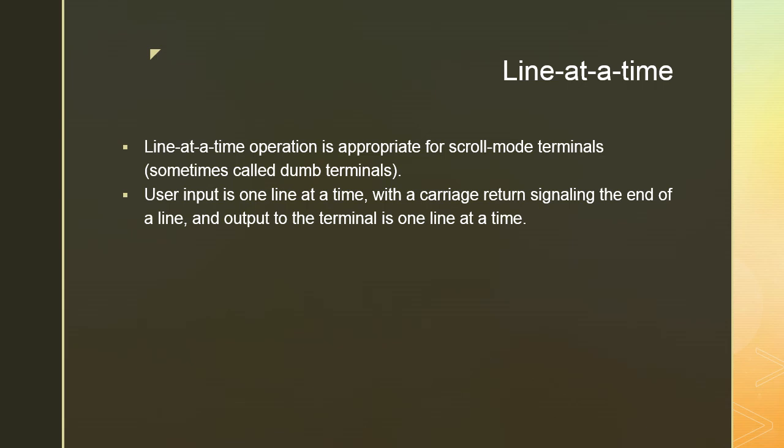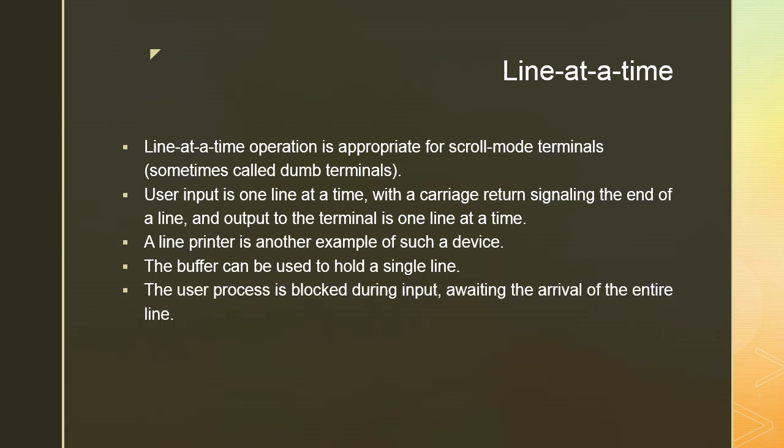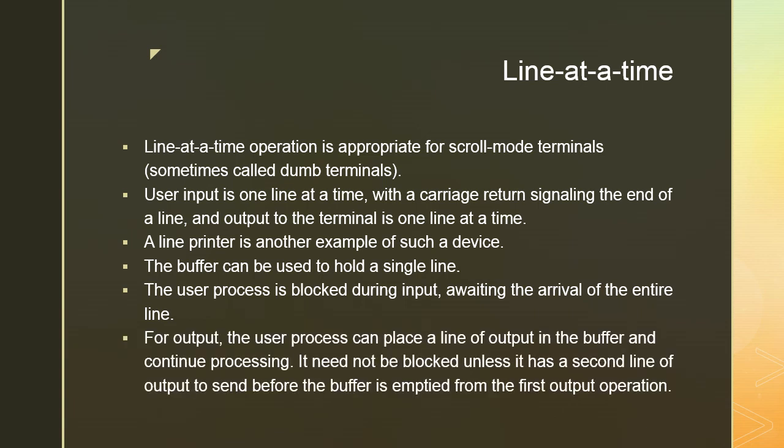and output to the terminal is one line at a time. A line printer is another example of such a device. The buffer can be used to hold a single line. The user process is blocked during input, awaiting the arrival of the entire line. For output, the user process can place a line of output in the buffer and continue processing. It need not be blocked unless it has a second line of output to send before the buffer is emptied from the first output operation.